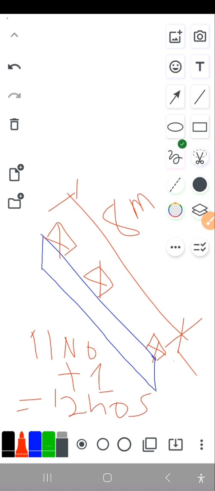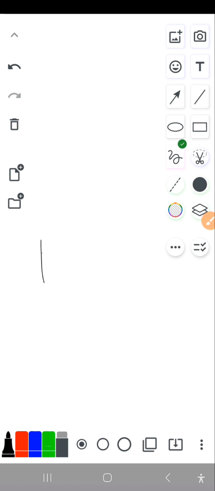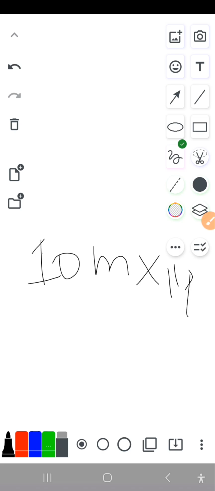Now, what is the length of the building? Let's assume that the length of the building is 10 meters. Which means the length of each Purlin run will be 10 meters. Alright. So now, the 10 meters, and we need it in 11 places.